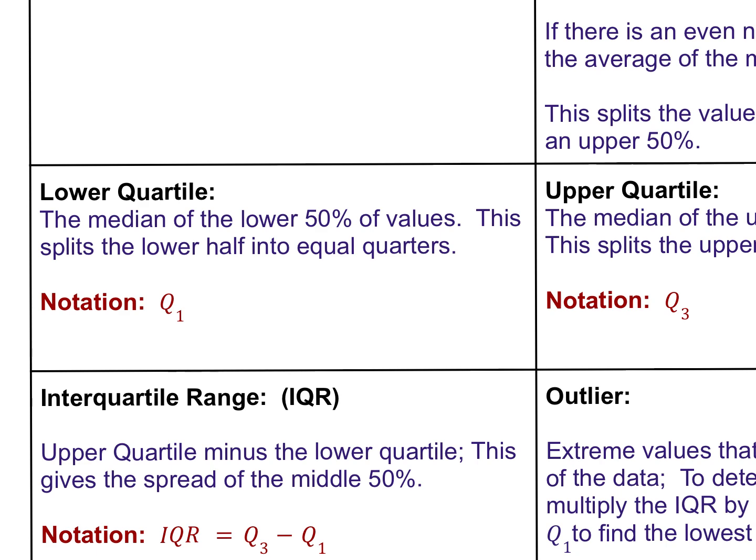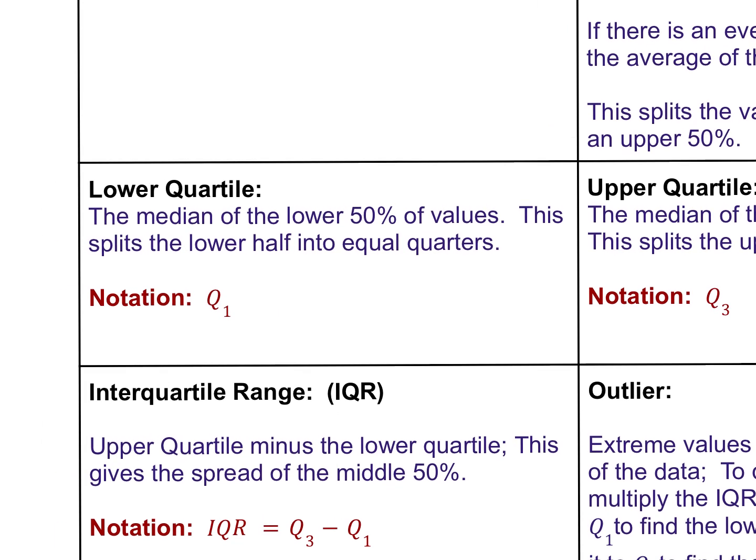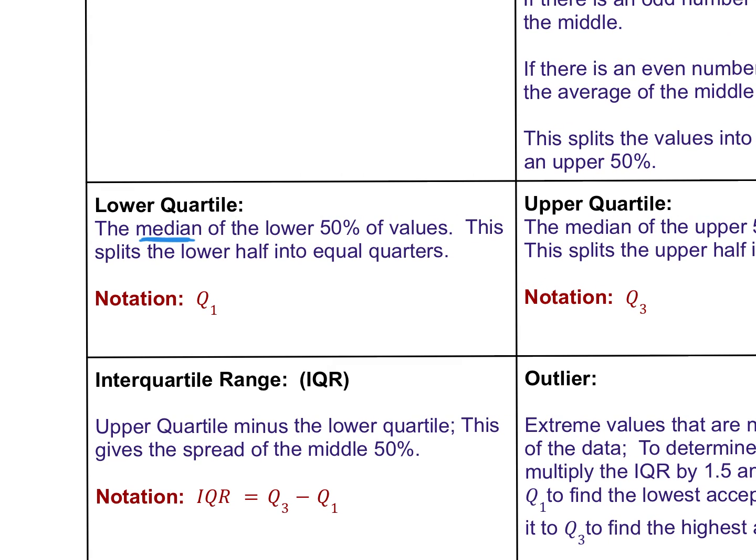We call these lower quartile and upper quartile, okay? And all these are the medians of each side of your data, okay? So the lower quartile is going to be the median of the lower half of the data. The upper quartile is going to be the median of the upper half of your data. Okay, and we notate these as Q1 and Q3. That is kind of important. Okay, we will use those notations today.